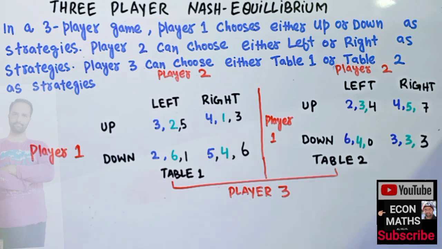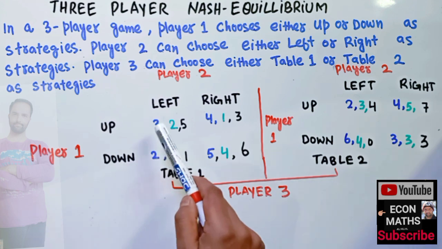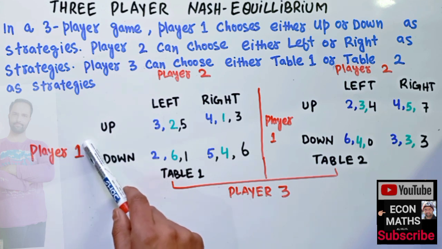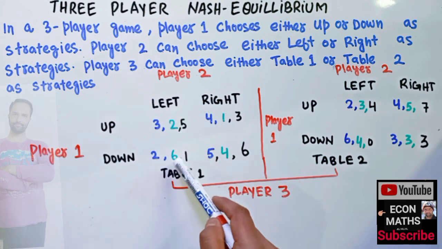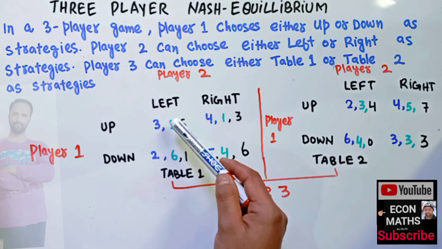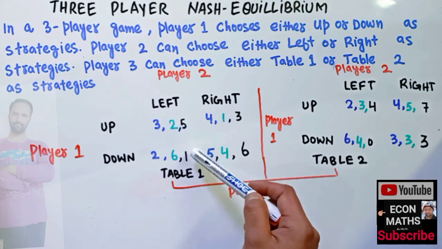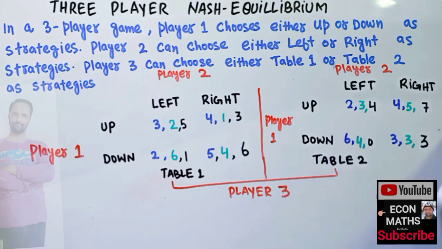Now here you can see the first numbers in each cell denote the payoff of player 1. The second number, which is shown in green color, are the payoffs of player 2, and the black colors are the payoffs of player 3. Okay, now let us see how to solve this game when we have three players.